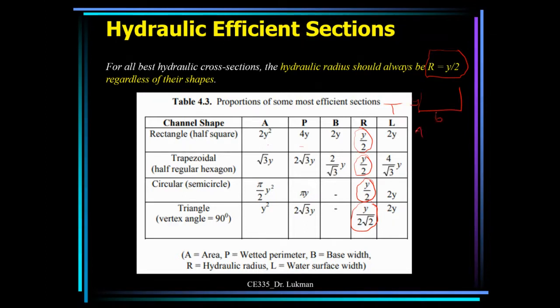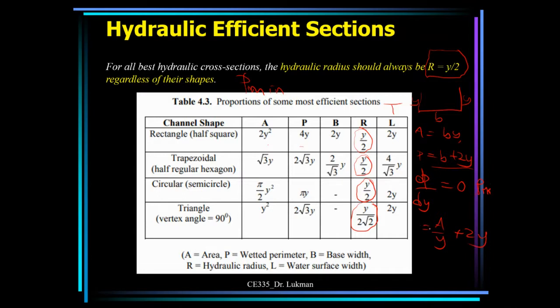This is B, this is Y. Area equals BY. Wetted perimeter is B plus 2Y, isn't it? Because this is Y and Y. And then you need to reduce the wetted perimeter to have P minimum. When you differentiate dP/dy, it should be equal to zero, because when it is zero, that is when you have P to be minimum. Remember maxima and minima in calculus. When dP/dy equals zero, that is when P is minimum. So you just differentiate this with respect to y. And B here can be expressed in terms of A, which is A over Y plus 2Y.